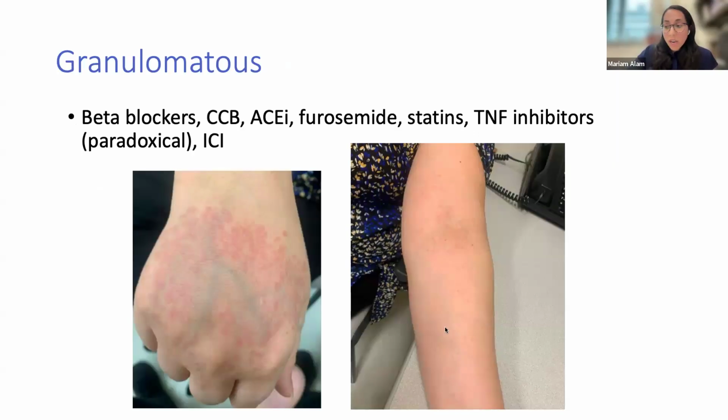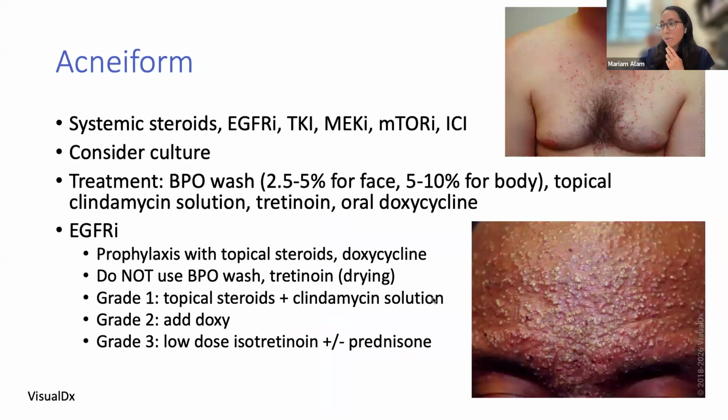Granulomatous skin reactions, you get these firmer, non-scaly, often ring-like plaques, which sometimes will have central sparing. This is a patient I saw last week who has a granulomatous skin reaction from a TNF inhibitor. So again, a paradoxical reaction because TNF inhibitors are used to treat granulomatous disease in the skin and in other places. But again, like the antihypertensives, beta blockers, calcium channel blockers, ACE inhibitors, and Lasix are big ones here. Also immune checkpoint inhibitors. And then acneiform eruptions.